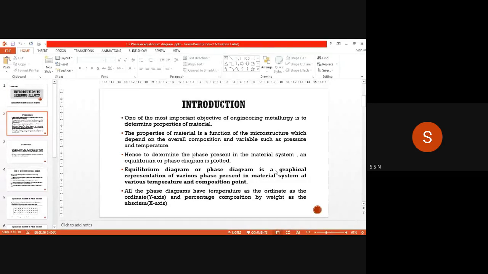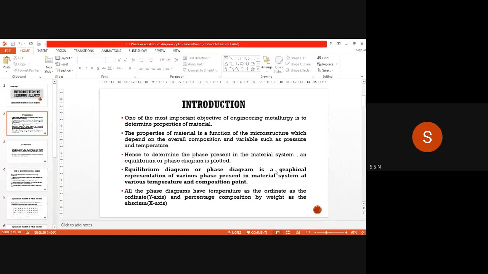Because these phases at a particular temperature and composition will be under equilibrium condition. That's why it is also called an equilibrium diagram. You know what is equilibrium? Equilibrium is nothing but the minimum energy present inside that object. Then we can say that object is under equilibrium condition. Here also, that phase has minimum energy at that particular temperature and composition, and we are representing the phases. That's why it is also called an equilibrium diagram.